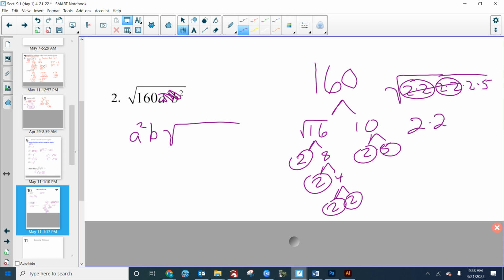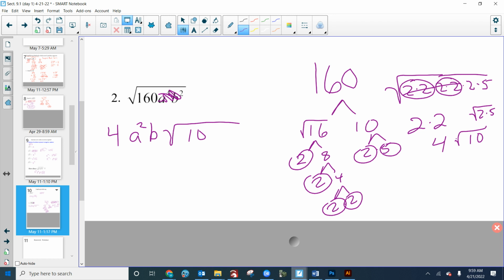Takes care of those. What's under? The 2 and the what? 2 times 5. So it's 4. What's under the radical? 2 times 5, which is 10. Okay, what do I have to apply now? 4. You always put the 4 in front of the variables. And then what's underneath the square root? 10.